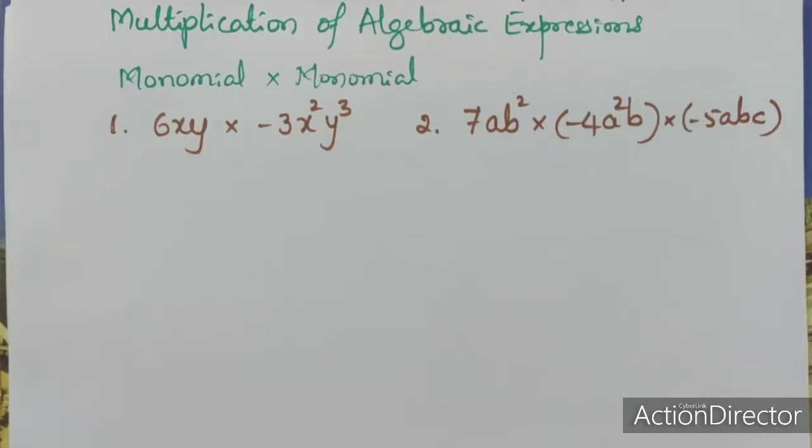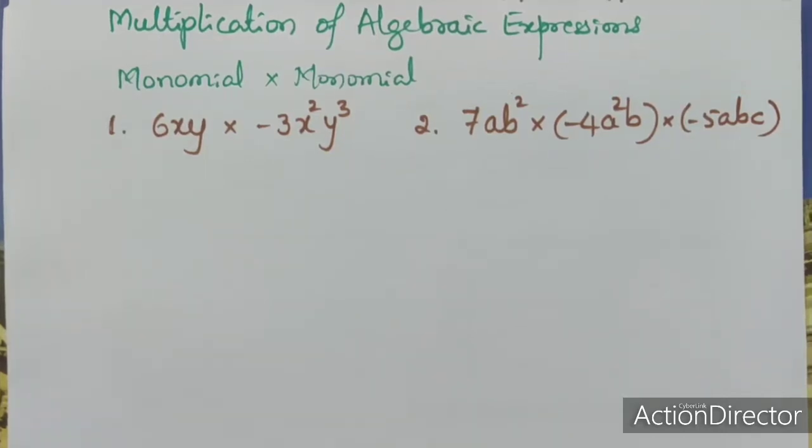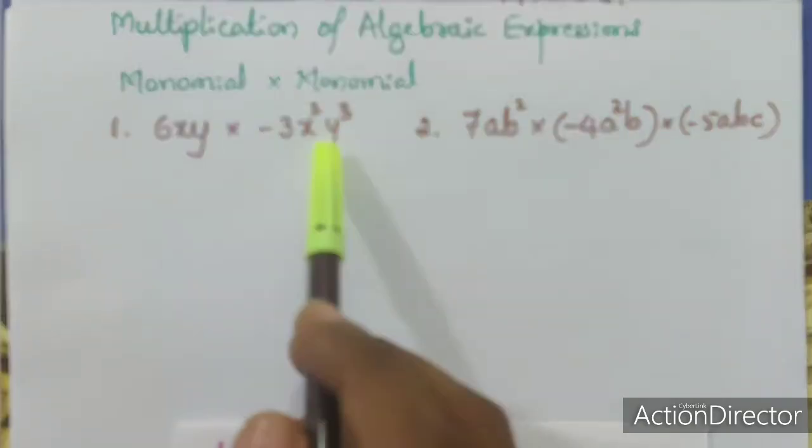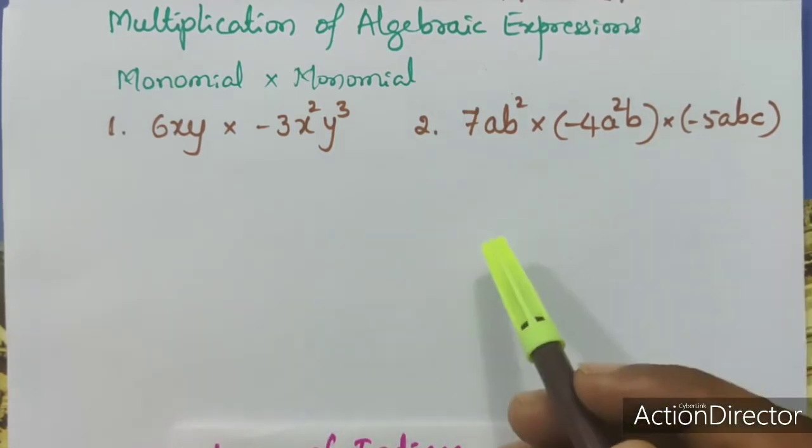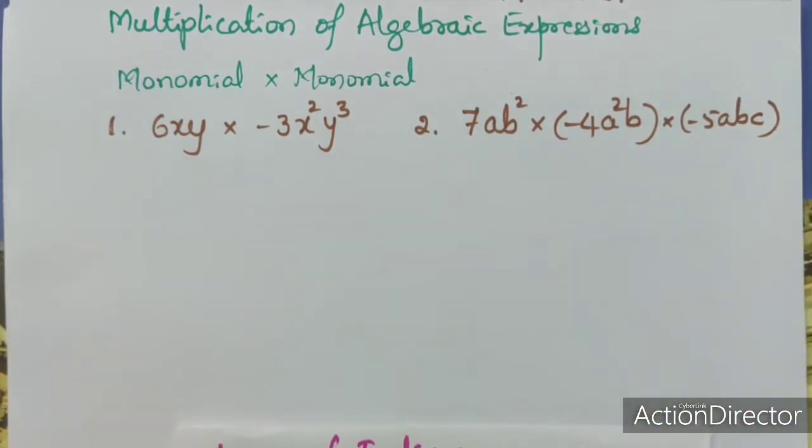Hello students, today we will learn about multiplication of algebraic expressions. So to start with, monomial into monomial. Monomial means one term, an algebraic expression having one term. Let us first learn about multiplication of single terms. I have two examples here, monomial into monomial. You may multiply two monomials, or three or more than that also.